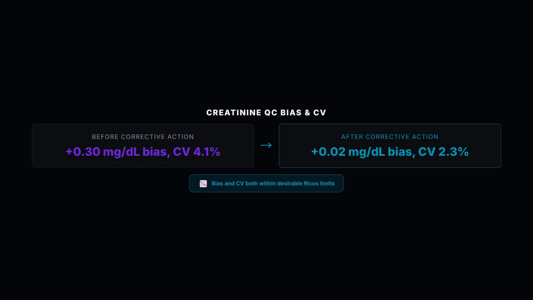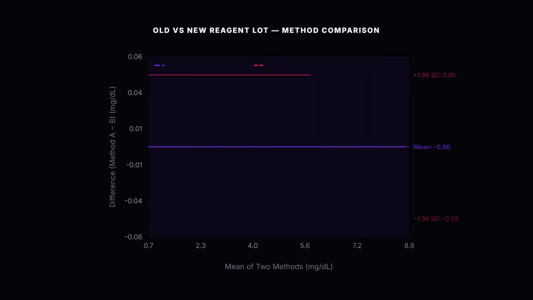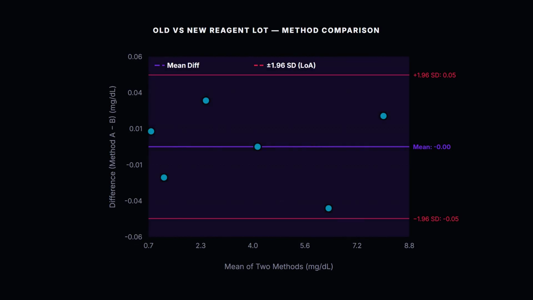For the final objective proof, run a method comparison between the old and new reagent lot across the actual clinical range of patient creatinine values. Plot the mean of each paired result against the difference, and if your points cluster tightly around zero with narrow 95% limits of agreement, you have quantitative, defensible evidence that the corrective action closed the gap, exactly the kind of data an assessor wants attached to the closure.